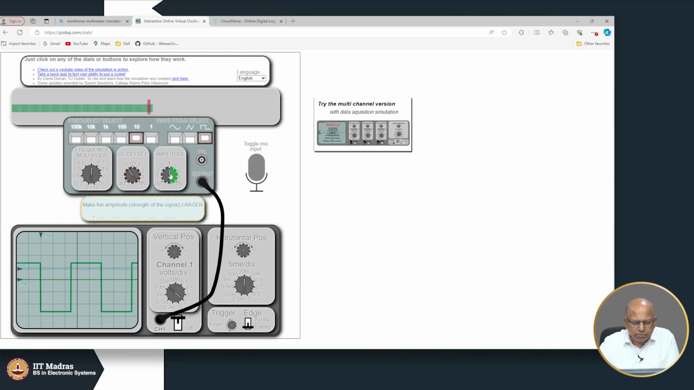You can also change the amplitude. You can reduce the amplitude. This is reducing the amplitude. This is increasing the amplitude. And you can change the frequency here. So, this is increasing the frequency.